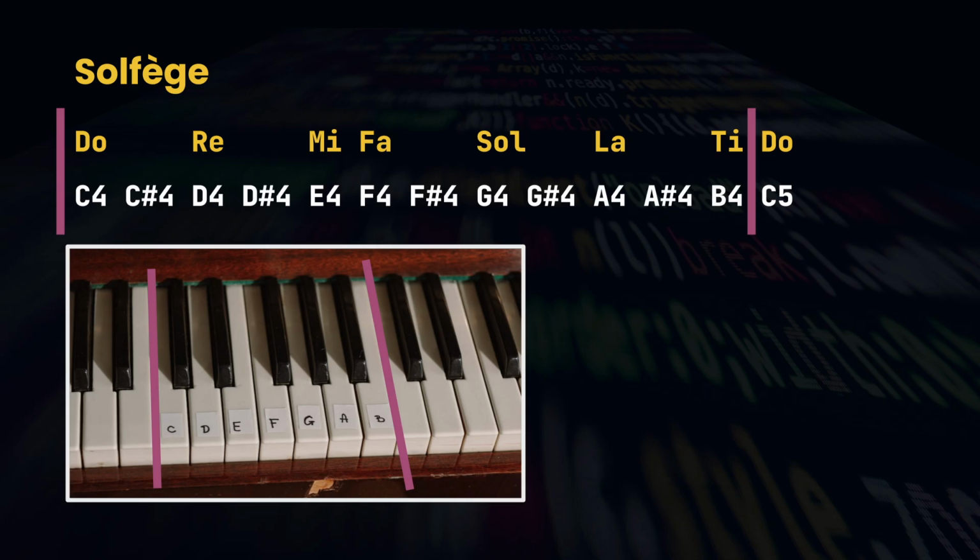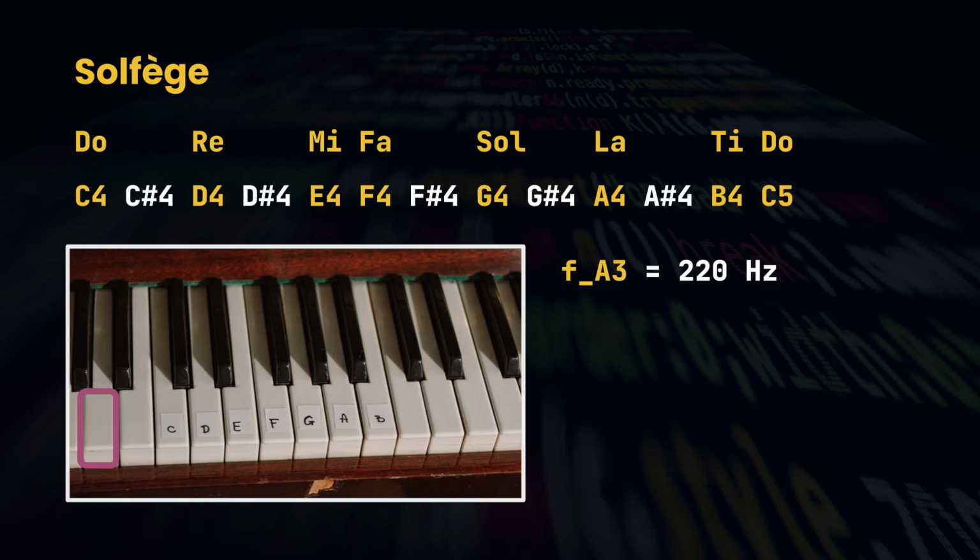So if we write down all these 12 notes, including the sharps represented by the black keys, our syllables are meant to be sung with the frequencies of C4, D4, E4, F4, G4, A4, B4. But how do we know these frequencies? First, let's grab the A note from the previous octave, so A3. It has this beautiful round frequency of 220 Hz.